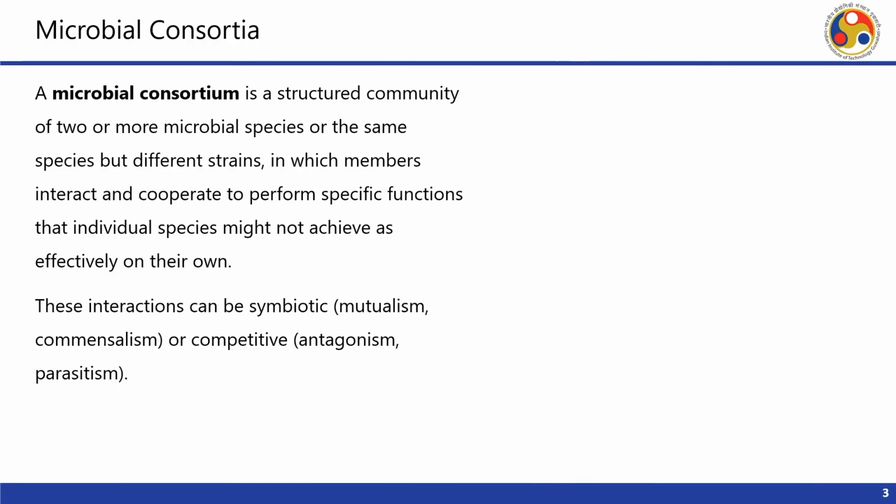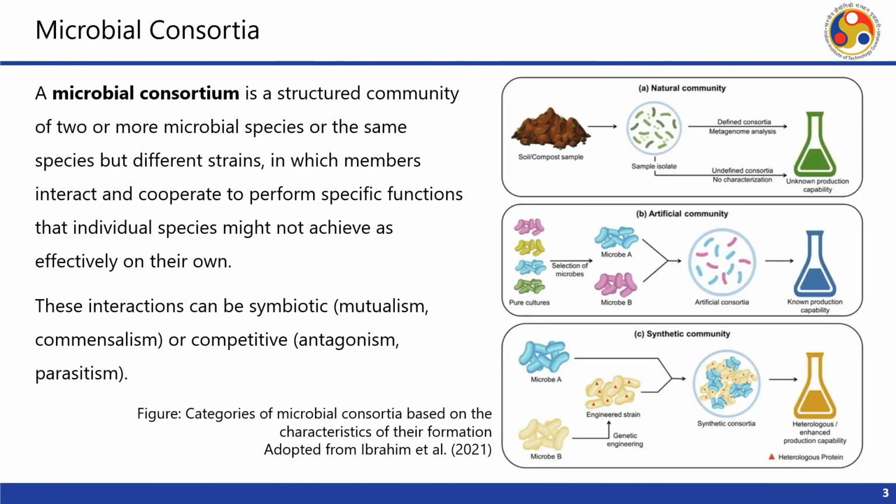First, let us see what is the idea of a microbial consortia. A microbial consortium is a structured community of 2 or more microbial species or the same species, but with different strains, in which members will interact and cooperate to perform specific functions that individual species might not achieve as effectively on their own. These interactions can be symbiotic, mutualism, commensalism, or competitive, antagonism or parasitism.